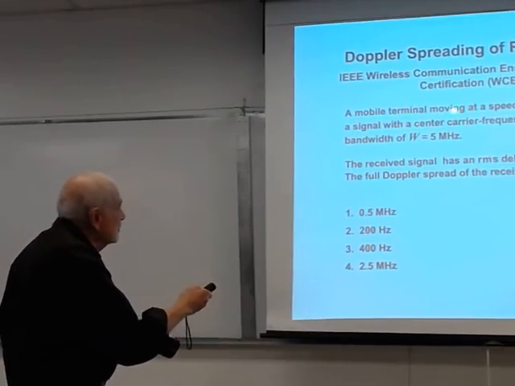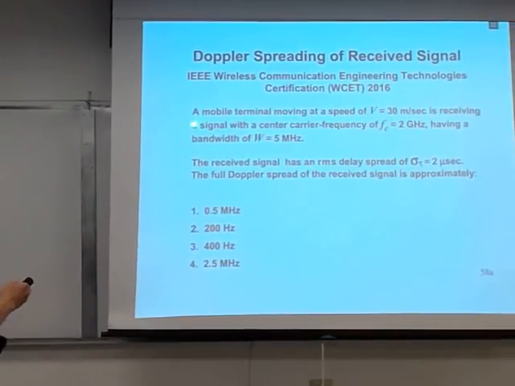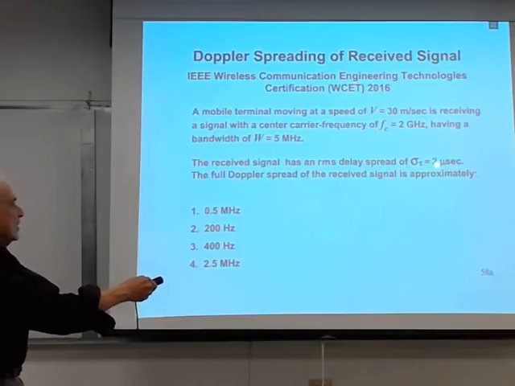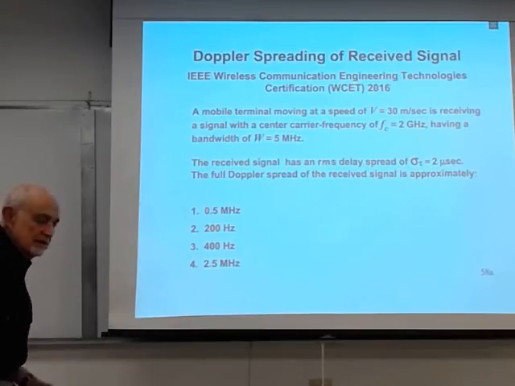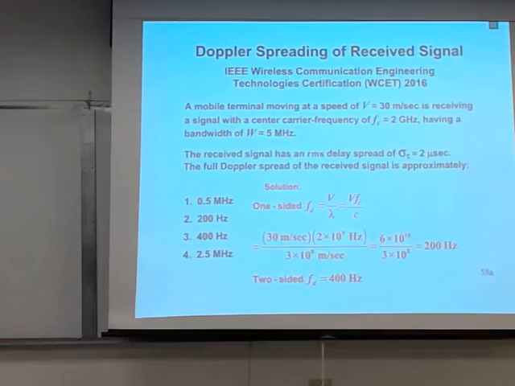A mobile terminal moving at a velocity of 30 meters per second is receiving a signal with a center carrier of f sub c equal 2 gigahertz, having a bandwidth of 5 megahertz. The received signal has an RMS delay spread of 2 microseconds, and that's just a better statistic than using a mean or a max. And the full Doppler spread of the received signal is approximately, and that's what you're going to figure out here. So here's the solution.